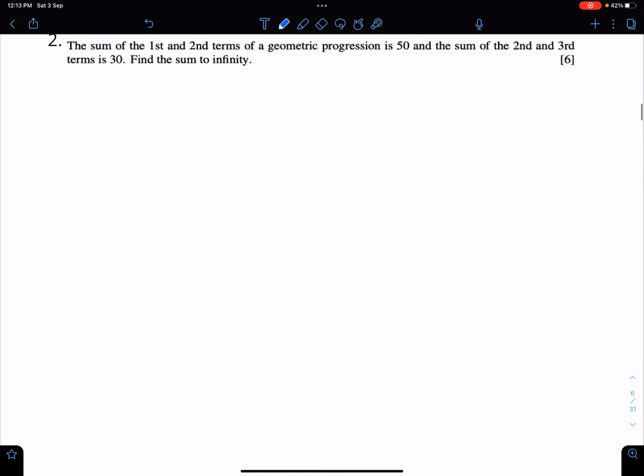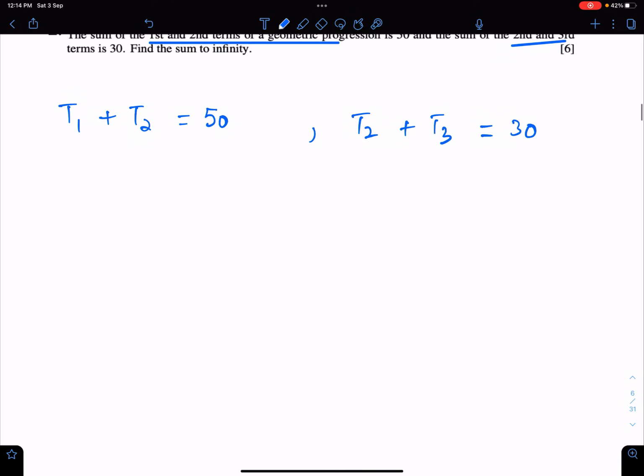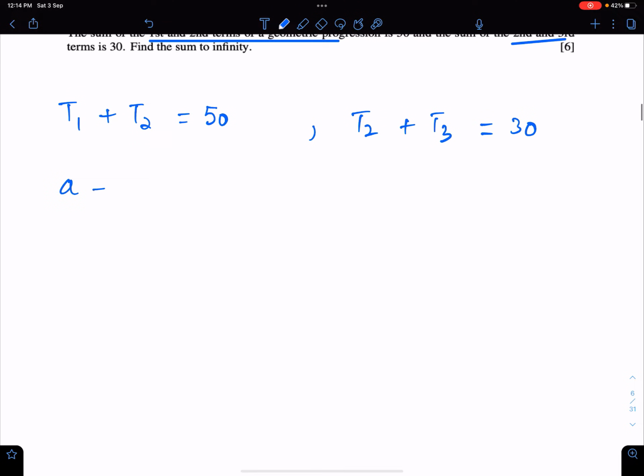Question number 2. The sum of the first and second terms of a GP is 50. So T1 plus T2 is 50. And the sum of the second and third terms is 30. So T2 plus T3 is 30. So T1 is a and T2 is ar. So by taking a common, we have a times 1 plus r is 50.